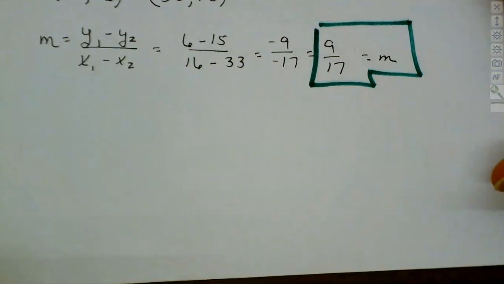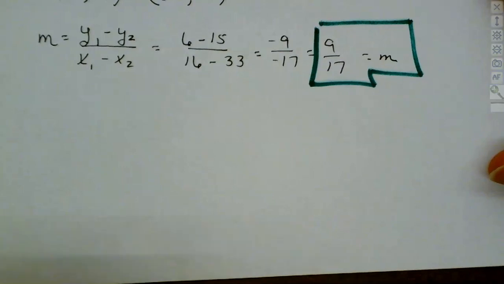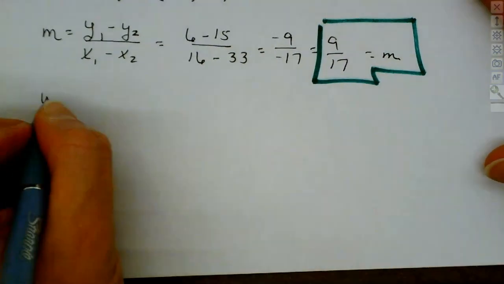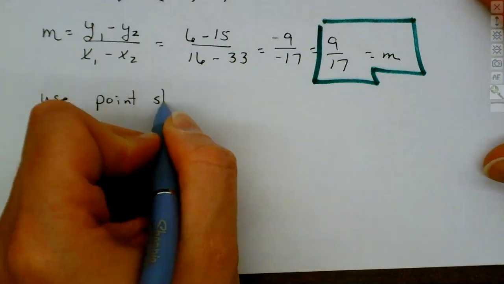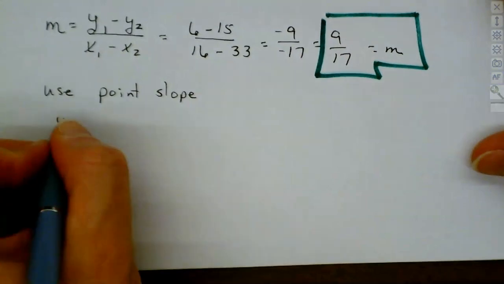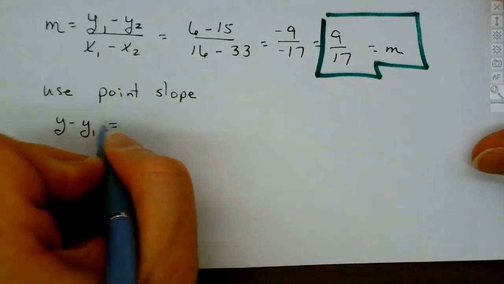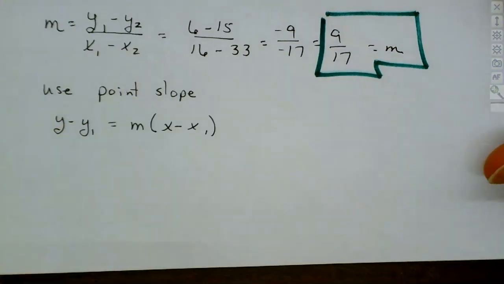All right, well, here is my slope, which is 9 over 17. Now we can use point slope. And we can use our point slope formula, and that is y minus y1 equals m times x minus x1.